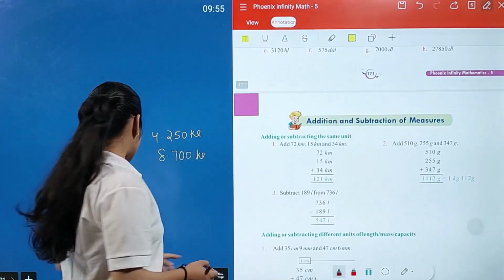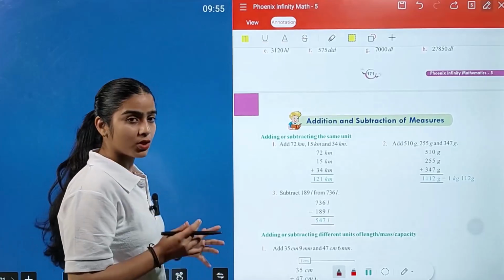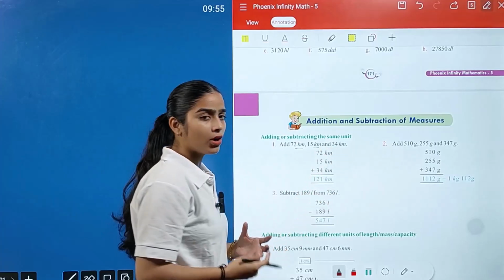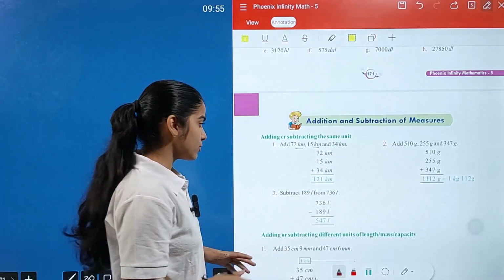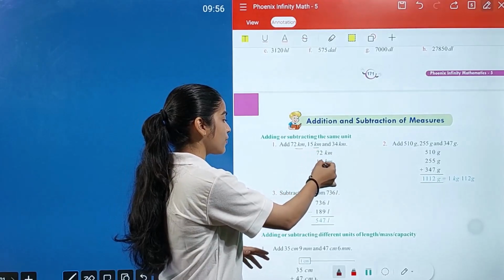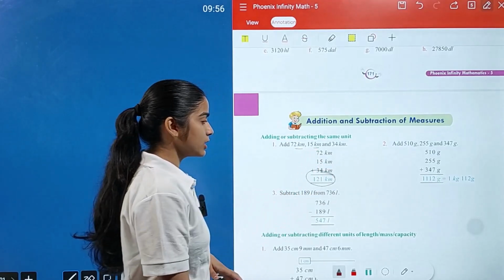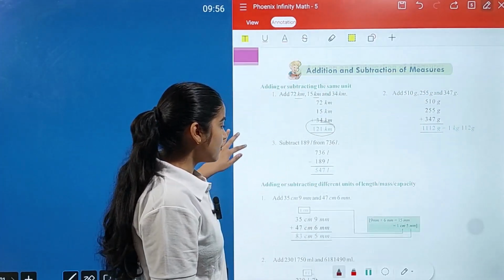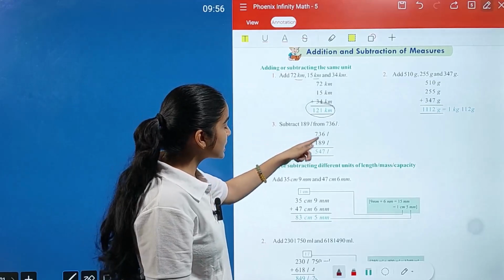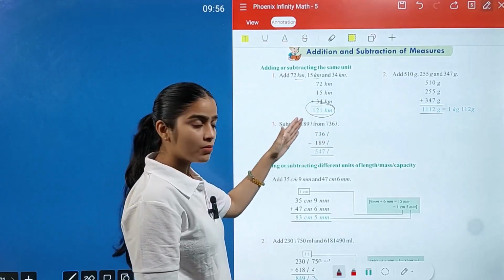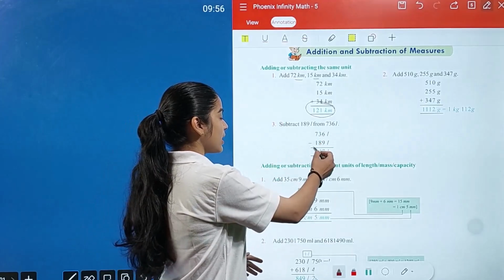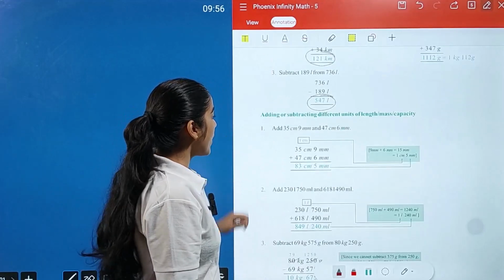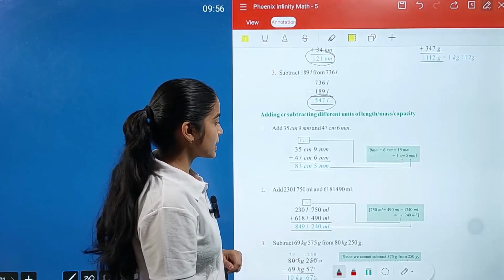Next we have addition and subtraction of measures. When we do addition and subtraction in measurement, what we have to keep in mind is that kilometer should be added to kilometer, and meter or gram, the same unit you have to add in the same unit. In this case we can simply add 72, 15 and 34. Your answer is 121 kilometer. In this we have all three units the same, so we can add them together simply. And for subtraction, the same concept, we just have to consider that the liter unit will be subtracted from the liter unit only. So 736 minus 189, you will get your answer 447 liter. Now adding or subtracting different units of length, mass and capacity.